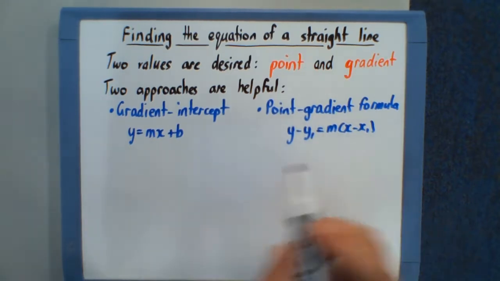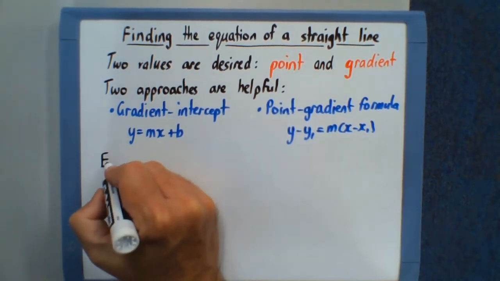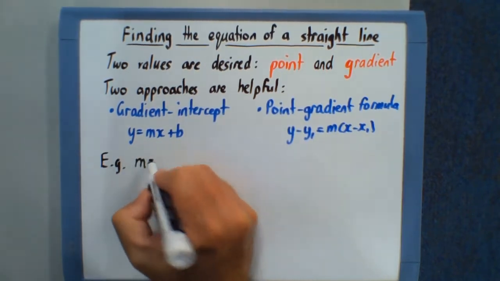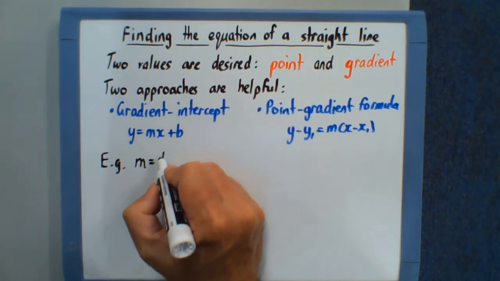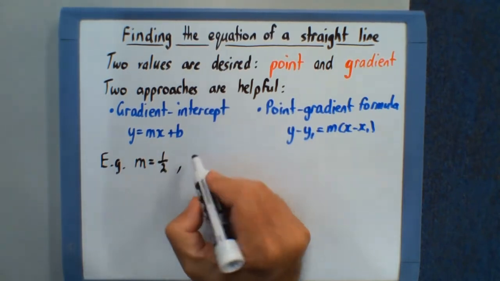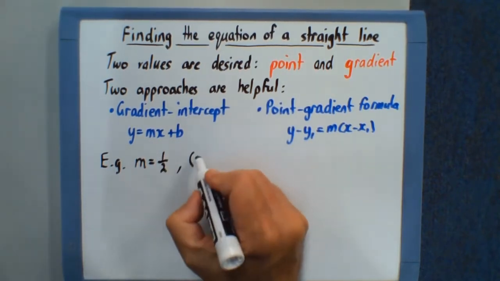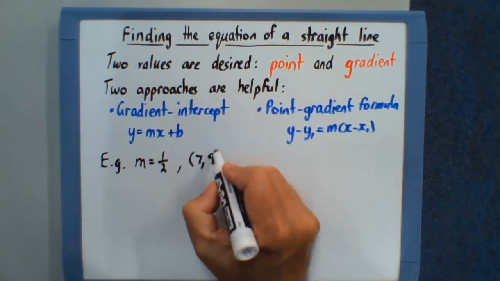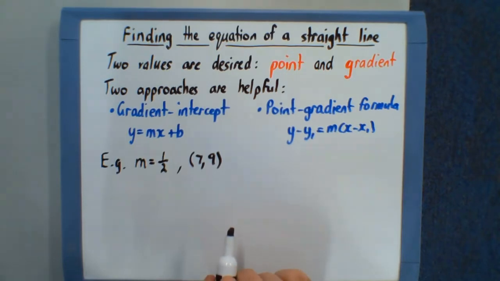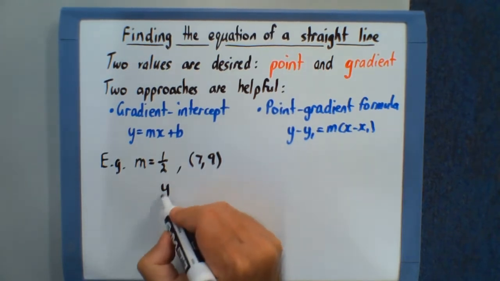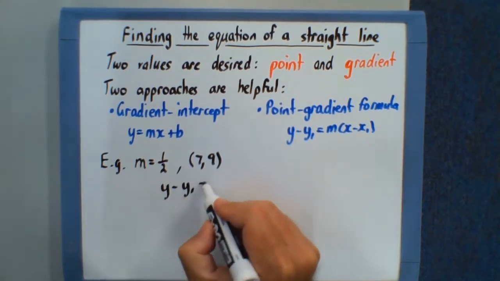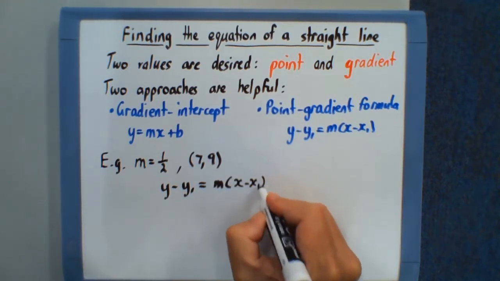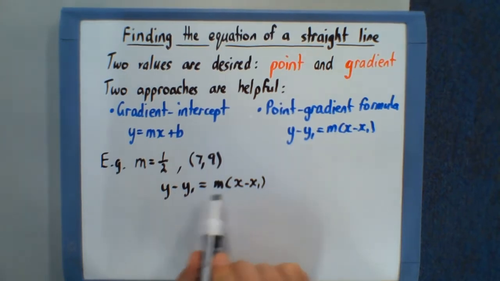So, for example, a straightforward question might have a gradient of 1/2 passing through the point (7, 9). So it is really just a matter of starting with that equation, and substituting the point in and the gradient.